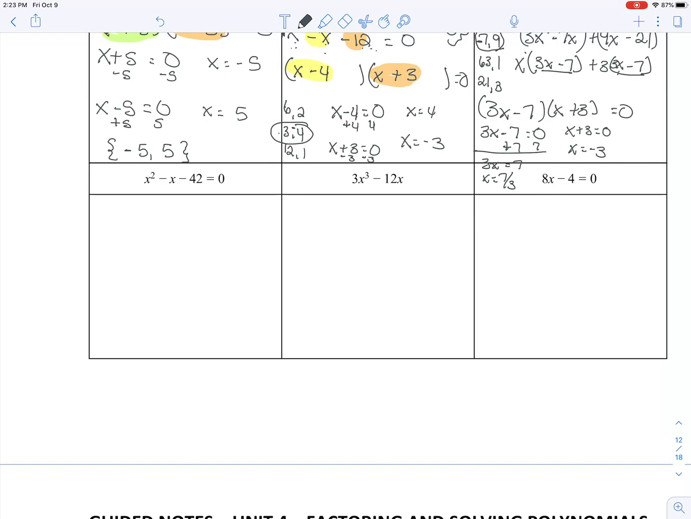Let's do a few more. For this one, again, it's already set equal to 0. I'm going to factor it. It has 3 terms. There's no GCF, and it has 3 terms. So what can I multiply to get negative 42 and add to get negative 1?